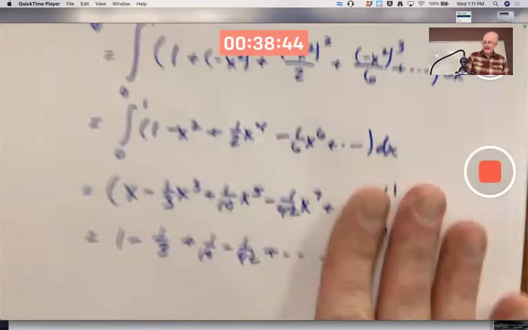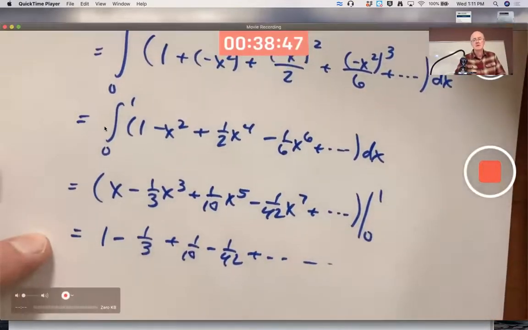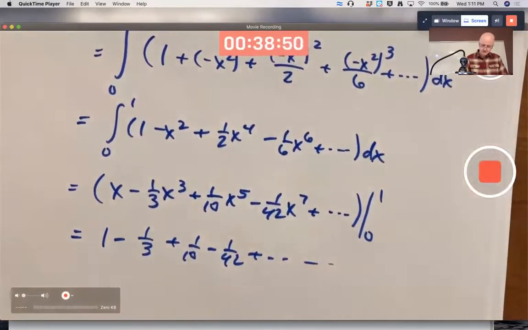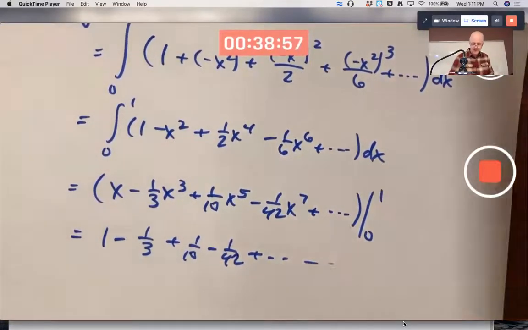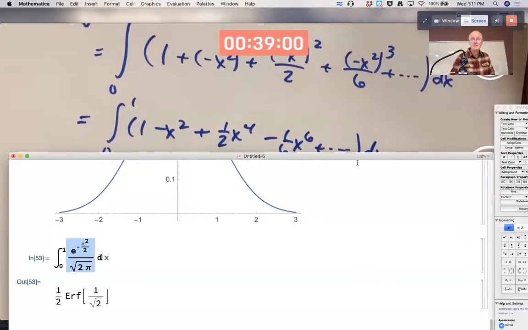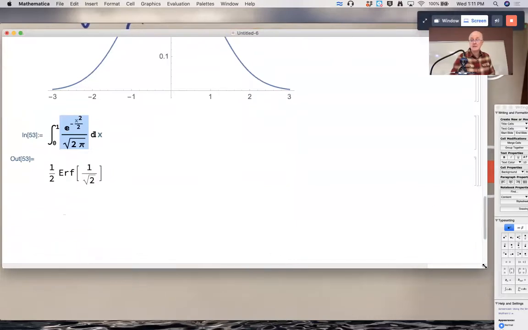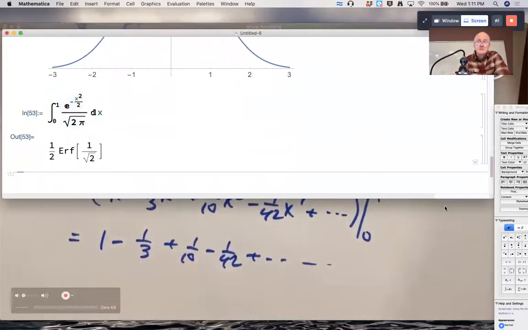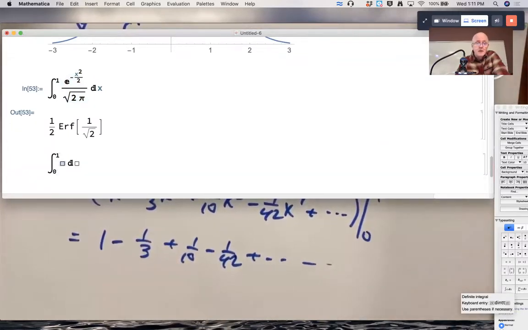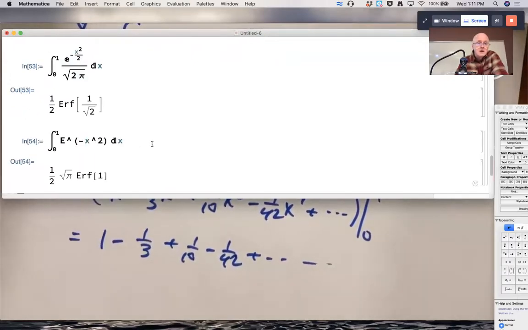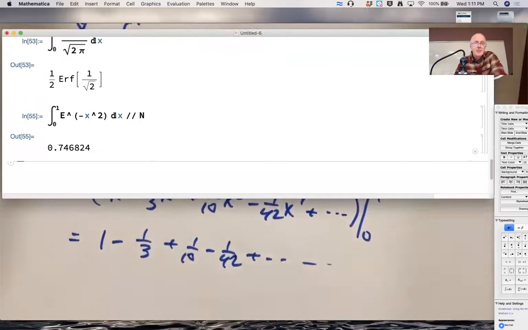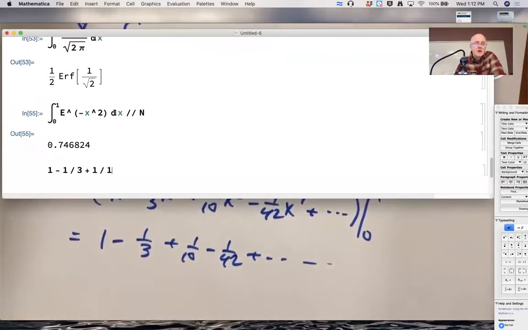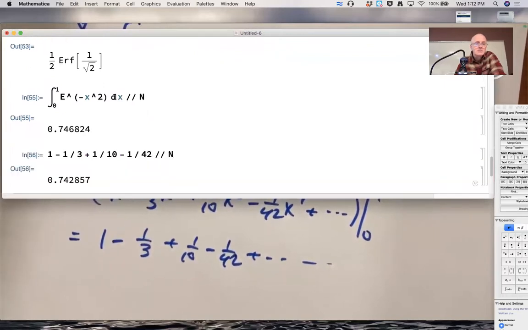And then we could truncate it at any spot we want to find an approximation. This is a 42nd here. Truncate, for example, at minus 1 over 42 to find an approximation. Let's go ahead and see how good it is. There's the exact answer to 6 decimal places. Here's our approximation. Yeah, pretty good.